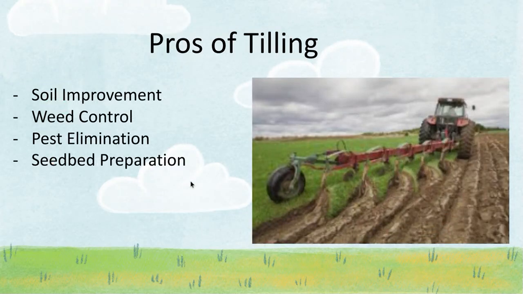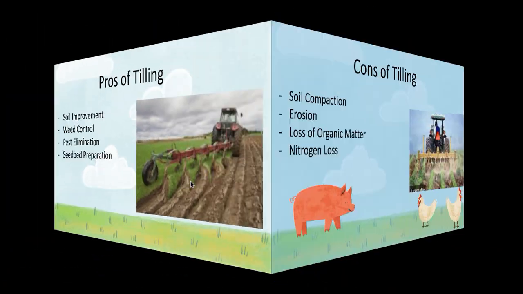The pros of tillage. Soil improvement, which is where tillage improves the quality of soil, has many benefits to plant growth. Tilling also controls the growth of weeds and buries their seeds. Pest elimination. Pests that burrow in soil, such as insects and larvae, are killed through tilling. Seedbed preparation. Since tilling loosens soil, the improved soil-to-seed contact generates an improved space for germination.